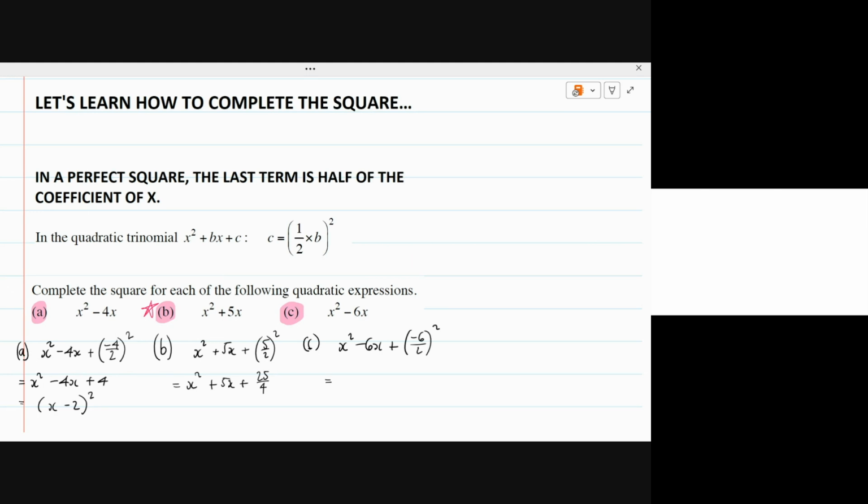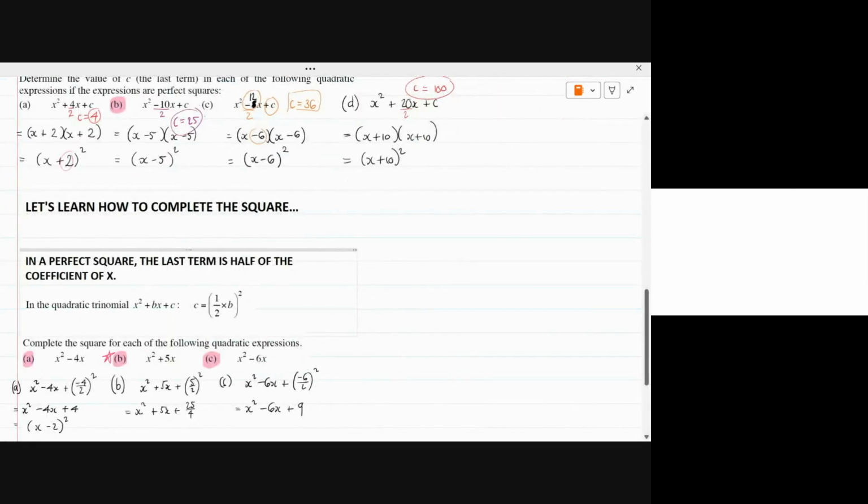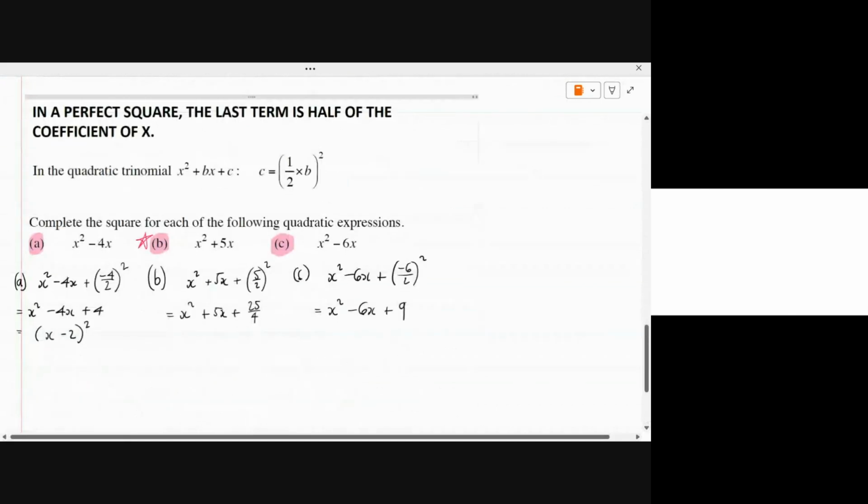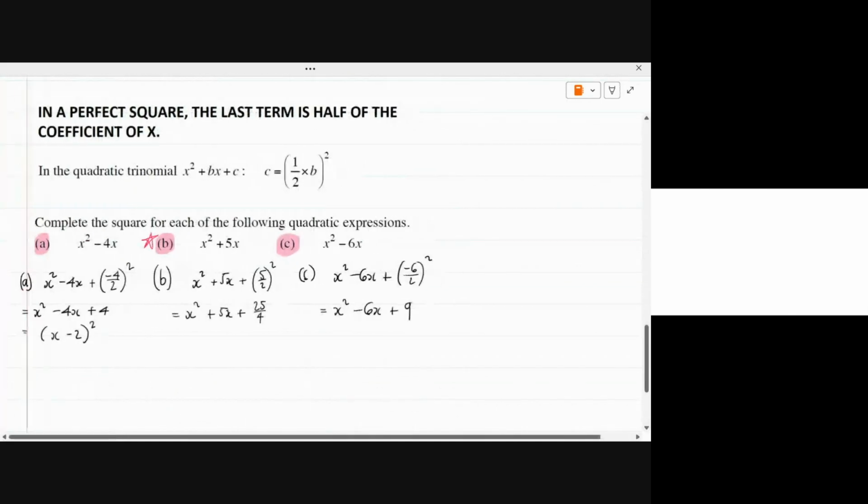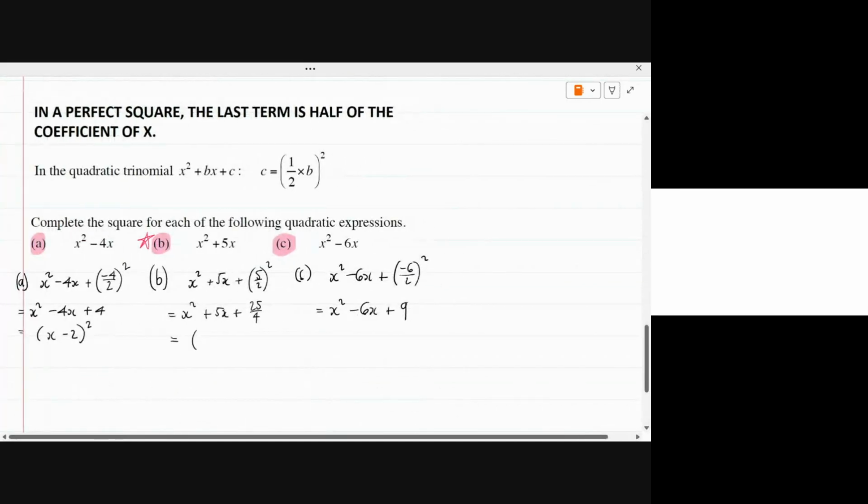So I'm going to get x squared minus 6x plus (-6 divided by 2 is -3) all squared, plus 9. I forgot to finish up over here. Sorry, guys. I forgot to finish up in this question over here. So we will go equals, open bracket, x plus 5 over 2 all squared.